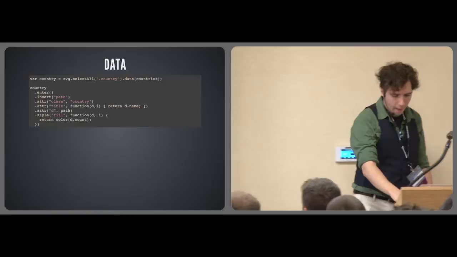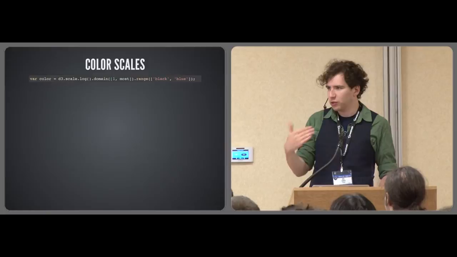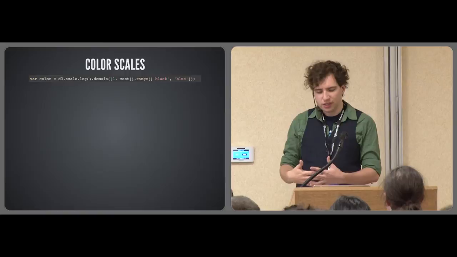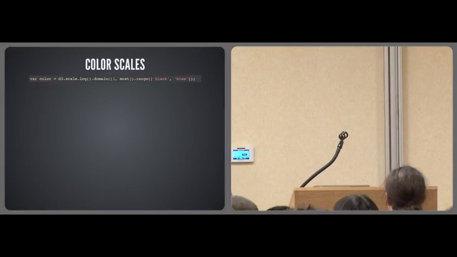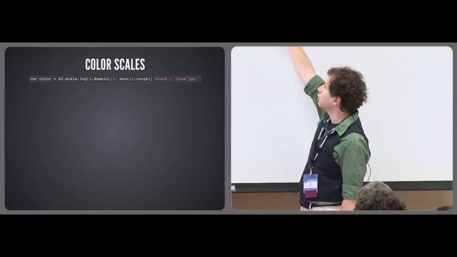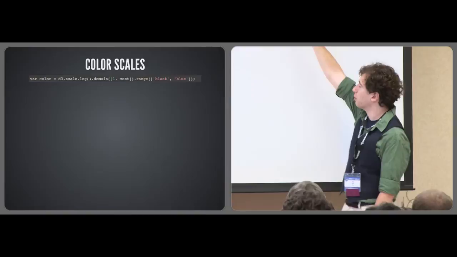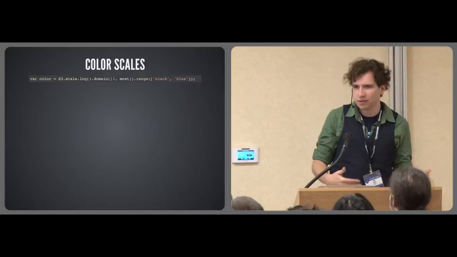But then how do we color it? We want to be coloring based on how many tweets there are relative to all the other countries. To do that, D3 does colors via scales. In this case, we've got a logarithmic scale that takes numbers between 1 and as many tweets as whichever country has the most tweets, and maps it somewhere between the color black and blue, so that the most tweets is blue, the least tweets is black. And then everything in between is correctly mapped to some color in between.